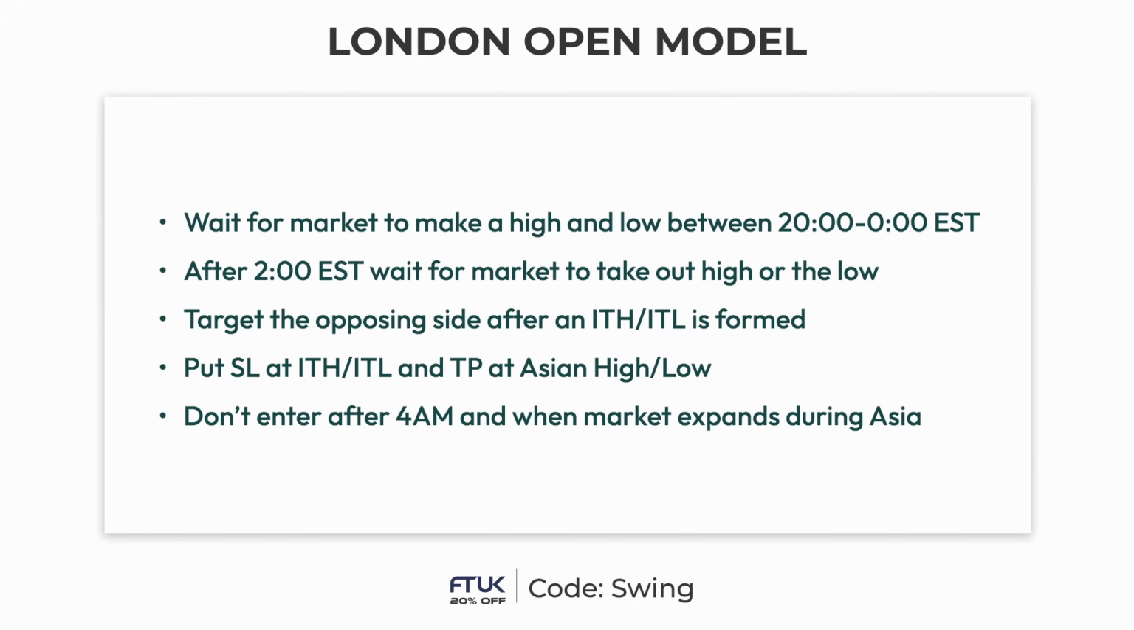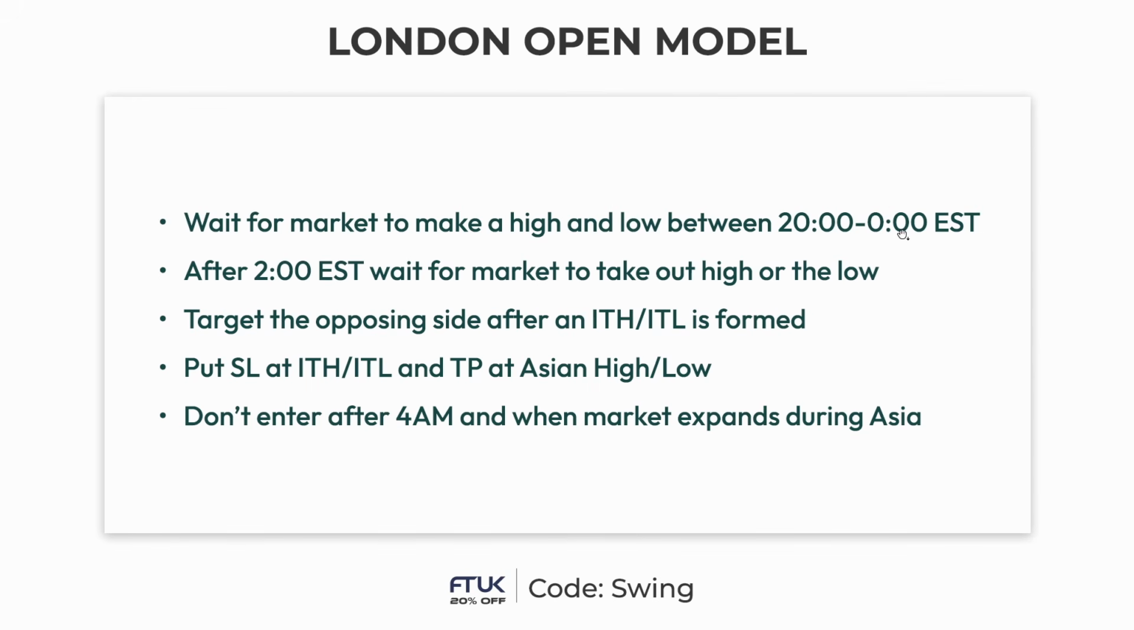So then after that, you would want to see an ITH or ITL formed on the 1 minute chart after the high or low is taken out. Now, if you are going to enter there, you would place your stop loss at the ITH or ITL. If you are short, it's going to be at ITH. If you are long, it's going to be at ITL. And your TP is going to be at the Asian low or Asian high. So Asian low and Asian high is basically the highest high and the lowest low that is put in between 8 p.m.